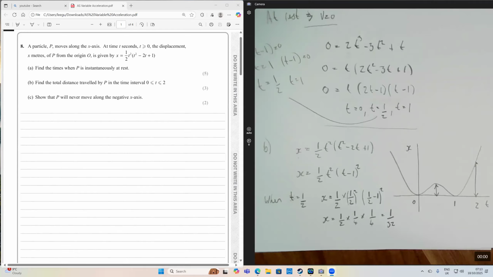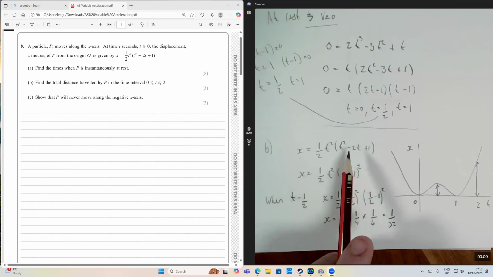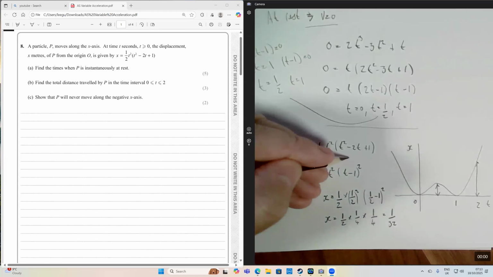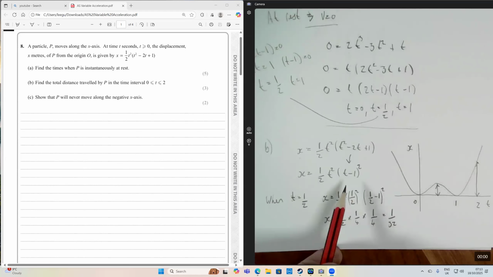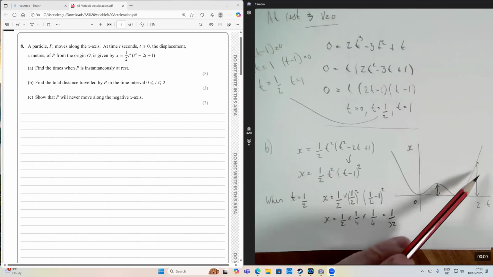Now, I think the key way to understand this particular part of the question is to be able to visualize what this graph actually looks like. So here's the formula for our displacement x, and you'll notice that this can be factorized into a perfect square, t minus 1 all squared. So actually the formula for x can be written as 1/2 t squared times t minus 1 all squared. So let's now draw the graph of what the displacement of the particle P looks like.